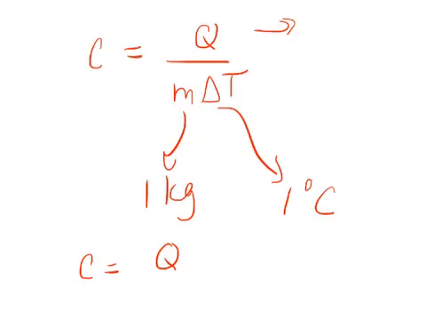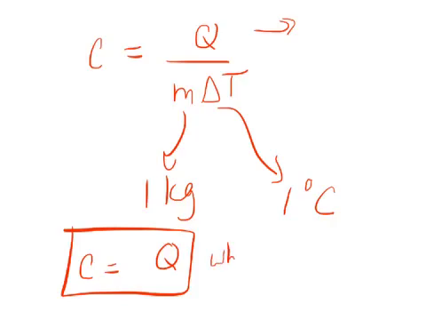So if you set these equal to 1, what will Q become? That's what the question is asking, and that's what C is by definition. It's the Q needed when M equals 1 and delta T equals 1. And that's kilogram and degrees Celsius.